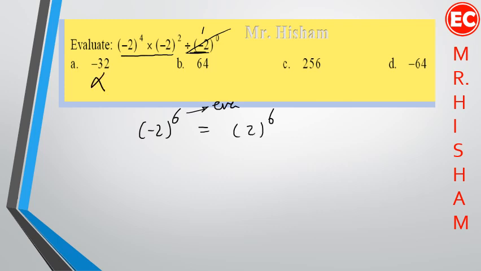So I'm sure that the answer is not A, it's not D. 2 power 6 is 64. So the right answer is B.